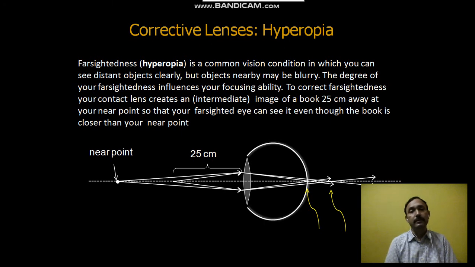To correct far-sightedness, your contact lens creates an image of a book 25 centimeter away at the near point, so that your far-sighted eye can see it even though the book is closer than your near point. So what happens? The focus should be on our retina, but it is produced outside this. That's why we cannot see the closer objects, but we can see the far objects.